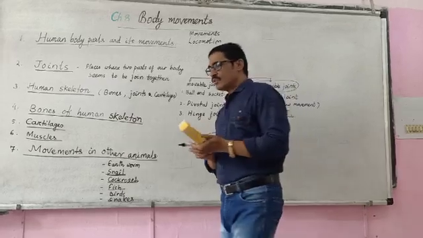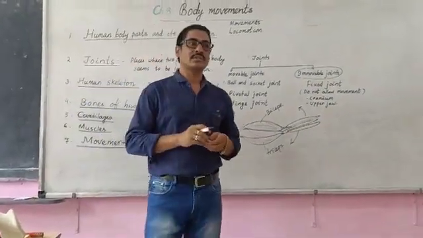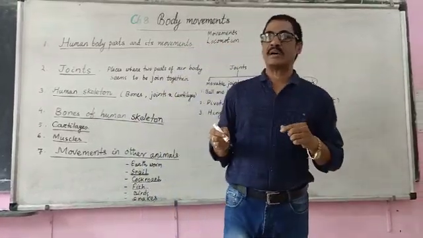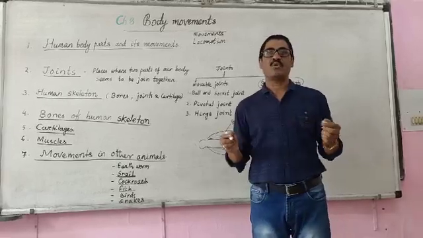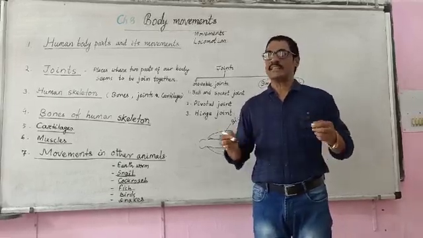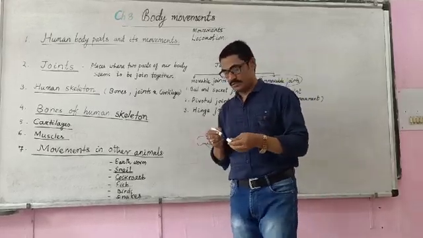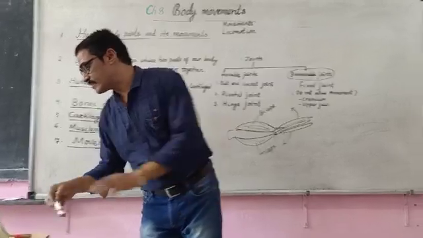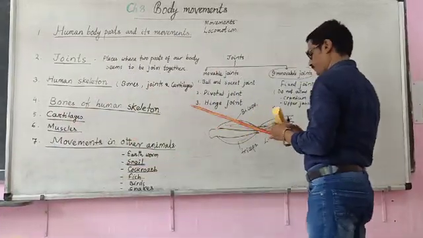So now we'll see whether all animals need muscles, bones and joints to move. What about the earthworm, cockroaches, and snails? They have no bones. Now let us know how these different animals move differently. We'll discuss one by one. First we'll discuss the earthworm.